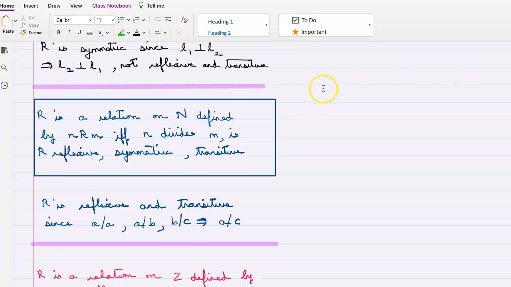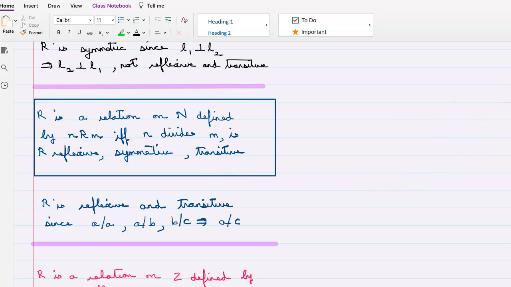Next question. R is a relation on N defined by n is related to m if and only if n divides m. Is R reflexive, symmetric, transitive? Now R is reflexive and transitive because n can divide itself, and a divides b, b divides c implies a divides c. So R is transitive, but R is not symmetric because 2 divides 4 does not imply 4 divides 2.